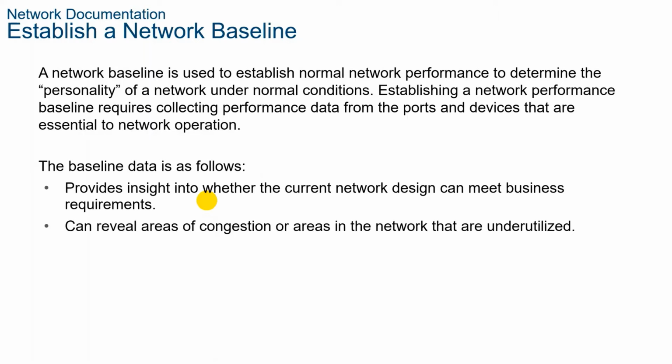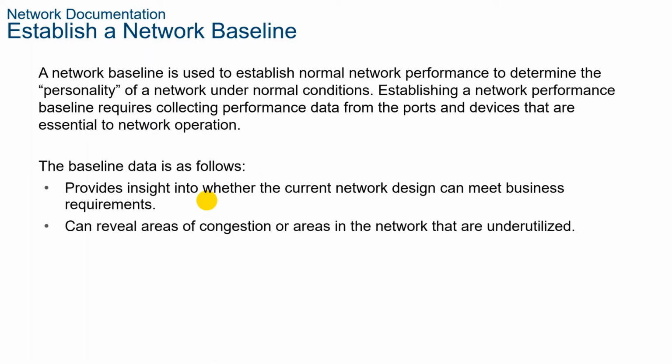Measuring the initial performance and availability of critical network devices and links allows a network administrator or systems administrator to determine the difference between abnormal behavior and proper network performance as the network grows or traffic patterns change. The baseline also provides insight into whether the current network design can meet business requirements. Without a baseline, no standard exists to measure the optimum nature of network traffic and congestion levels.